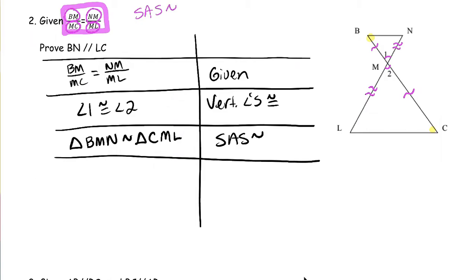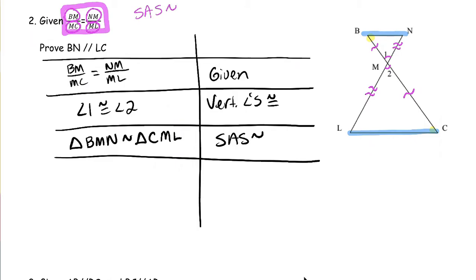Again, make sure to put similar, not congruence. Like last unit, we were putting congruence, so sometimes we mess that up. Now, remember that our goal is parallel lines. And in order to get parallel lines, you need to know an angle pair that can help you to prove that. We're trying to prove BN and LC are parallel to each other.